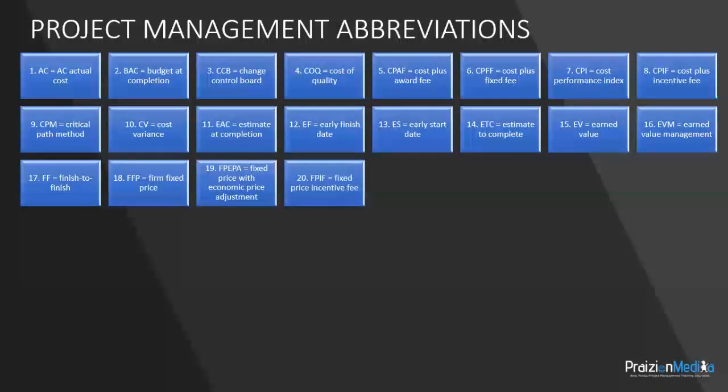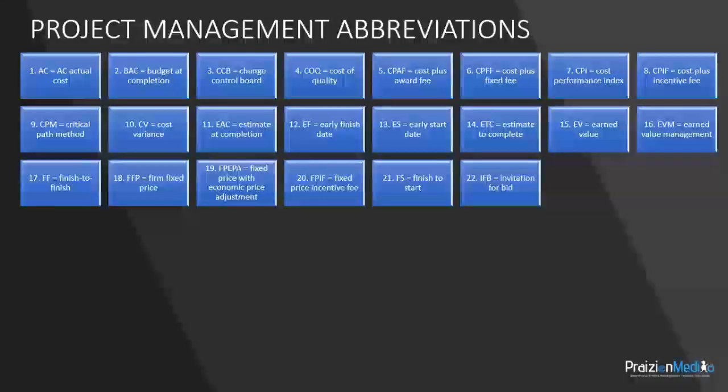FPIF, Fixed Price Incentive Fee Contract. This is a contract type where there is a fixed price and in addition, an incentive fee, depending on the seller's meeting certain objectives. FS, Finish to Start. This again is a relationship type. It means that activity A must finish before activity B can start. It is the most commonly used relationship type.